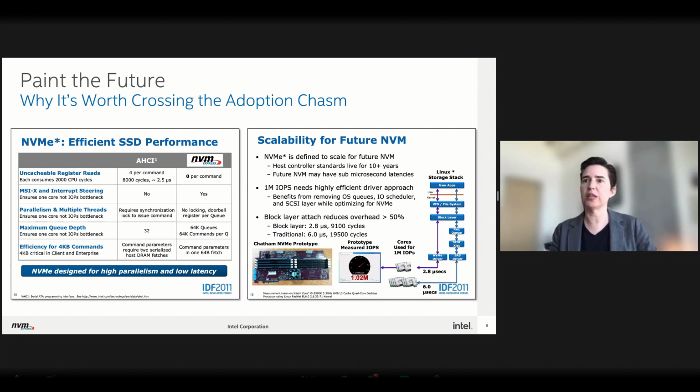showing that we get to more than 1 million IOPS on a few cores worth of work, versus what it would take. And you'd have to go more of a 6 microsecond versus a 2.8 microsecond in traditional. So just how do we really get this performance without taxing the host CPU in a way that won't scale?